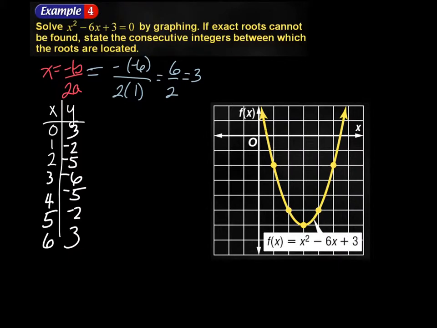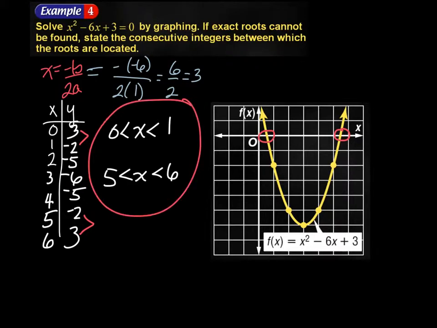When we plot the points, we can see it's not crossing at integers, it's crossing going from positive to negative and negative to positive. And so our roots happen when x is between 0 and 1 and when x is between 5 and 6. Now we could use GeoGebra or a graphing calculator to find the exact values or pretty close to the real values, but at this point all they want to know is the between.